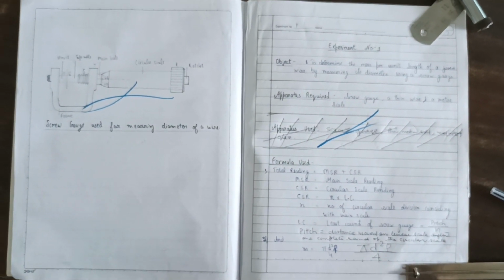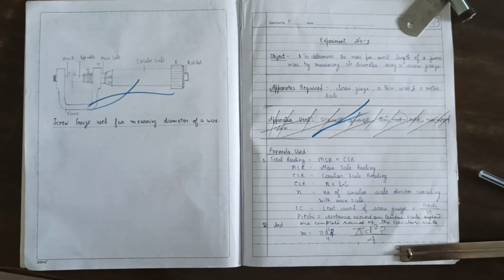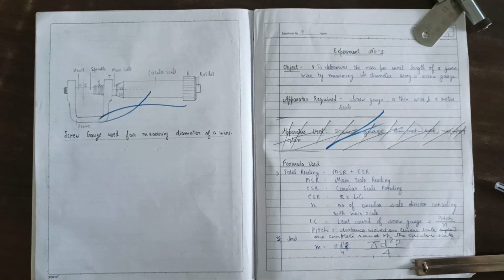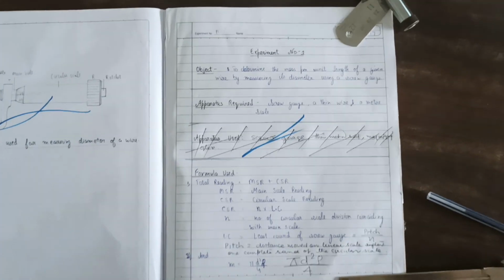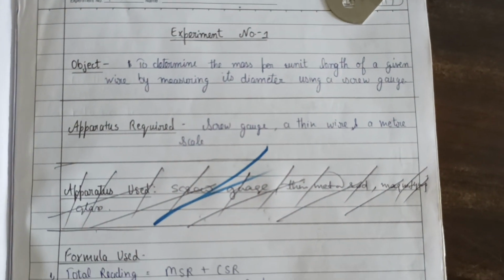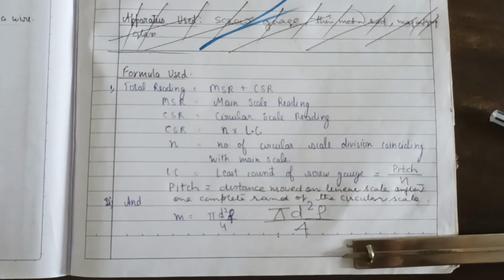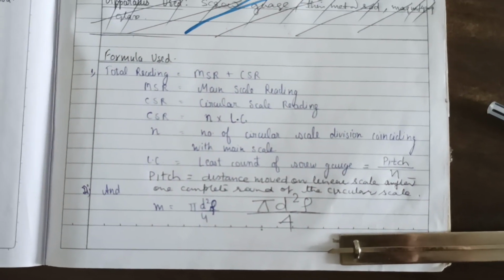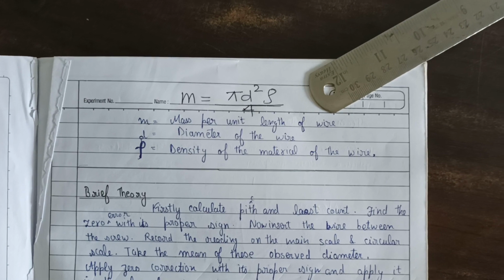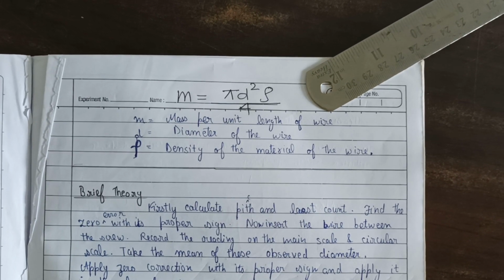This is the notebook of one of the previous students, and you will draw this figure of the screw gauge here, and then you will start like this. You will write apparatus required, and then you will write formula used. Formula used is m equals pi d square rho.